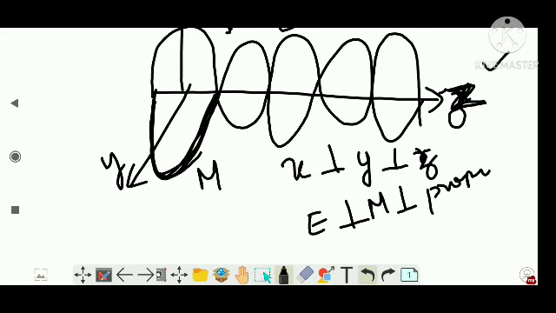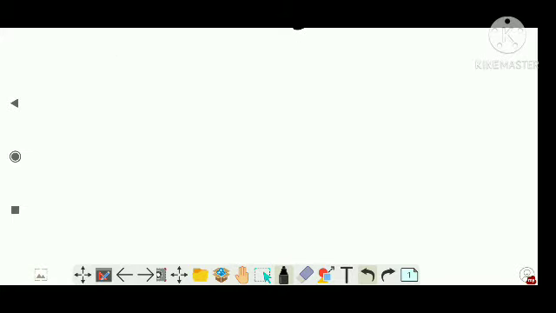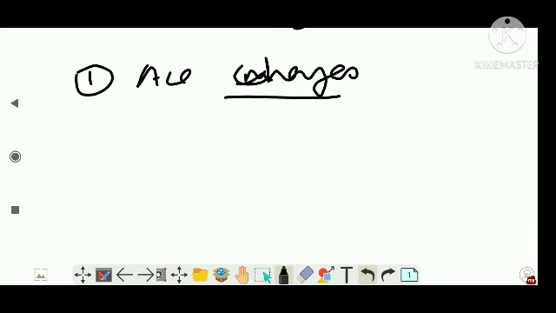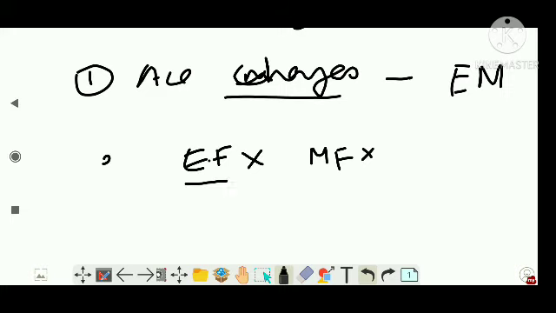What are the sources of electromagnetic waves? The first source which you learned is the acceleration of charges. The acceleration of charges radiates electromagnetic waves. Now suppose the charge is at rest. Then the electric field is static, and if it is static, there is no dE by dt, no change, so there will not be any magnetic field. If there is no electric change and no magnetic field, there are no EM waves.